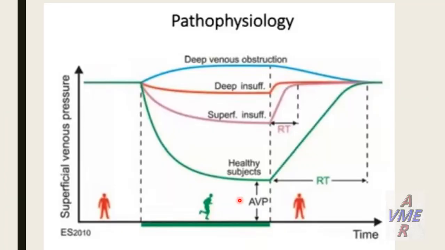Pathophysiology of the obstruction. The ambulatory venous pressure is low in a healthy subject, will be increased with superficial insufficiency, then more with deep insufficiency or reflux, and more still with deep venous obstruction. So deep venous obstruction will markedly increase the ambulatory venous pressure.